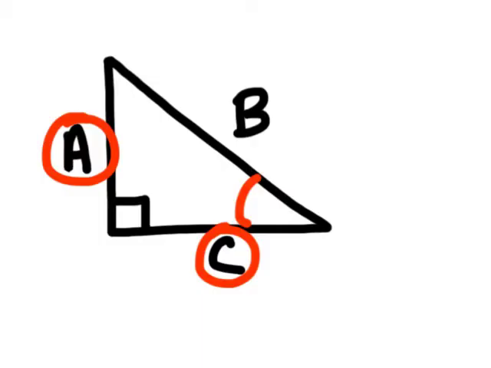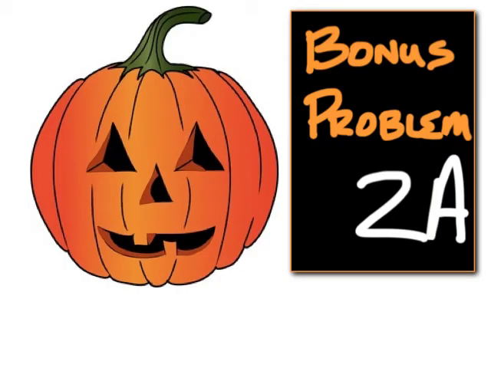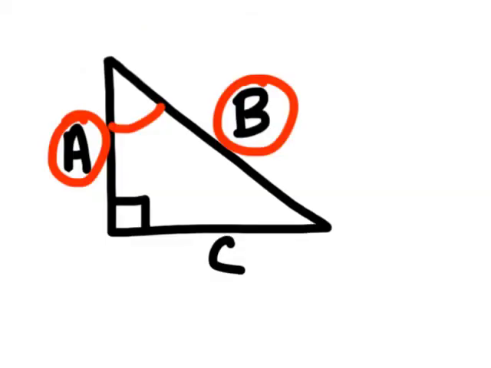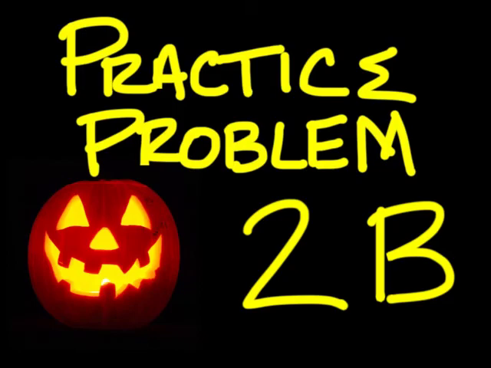Practice problem 2A. Which function is being displayed? Sine, cosine, or tangent? Drop it off up here on the table. For the practice problem, this is opposite and adjacent, so it should be tangent. Bonus problem 2A. What function is being displayed? This is adjacent, this is hypotenuse, so that should be cosine.